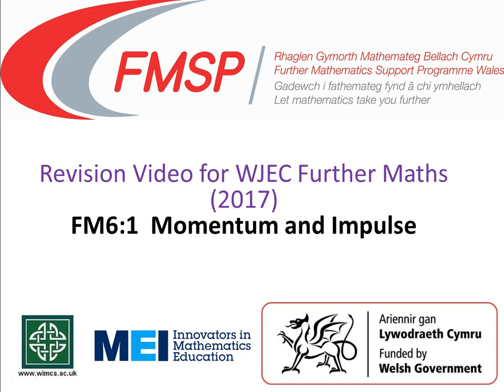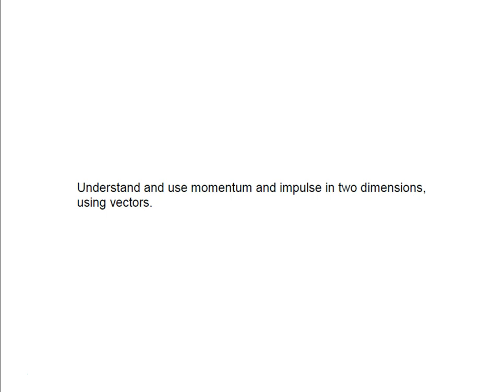This is the first of two videos looking at the work on momentum, impulse and collisions for Unit 6 of the WJEC Further Mathematics specification. The specification simply says that we must be able to understand the concepts of momentum and impulse in two dimensions, making use, where necessary, of vectors. So there's quite a large amount of overlap between this unit and the work that you have already done in FM3.